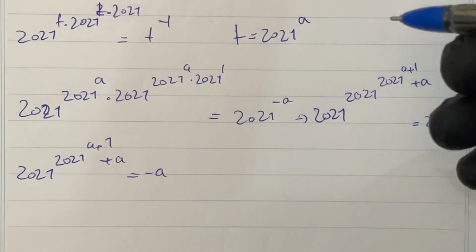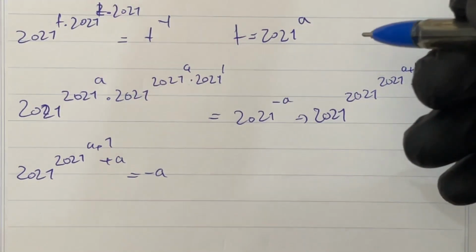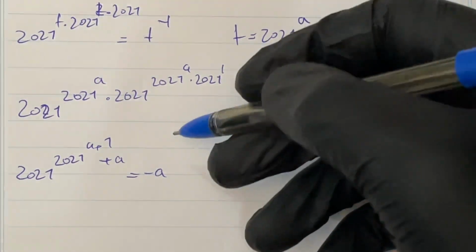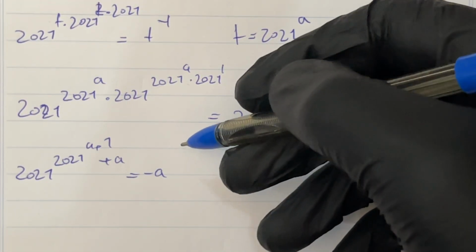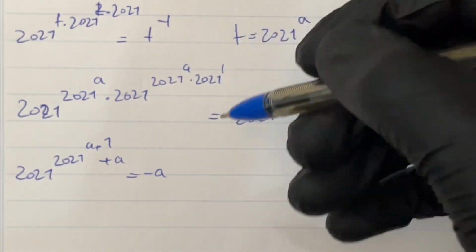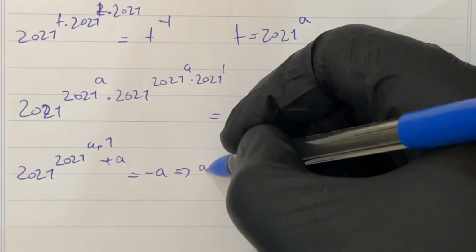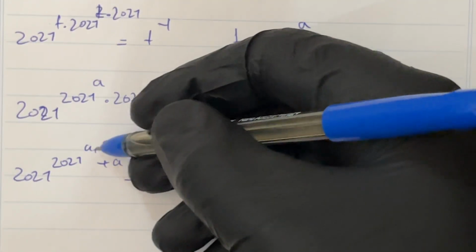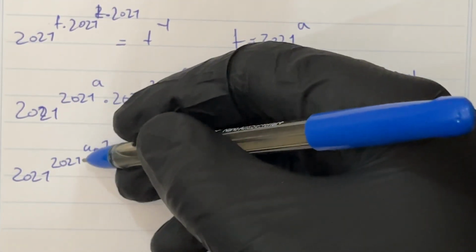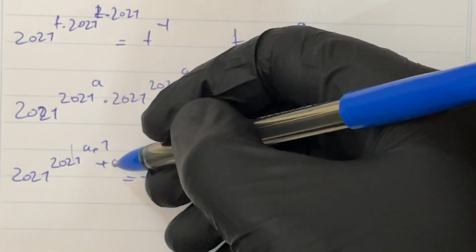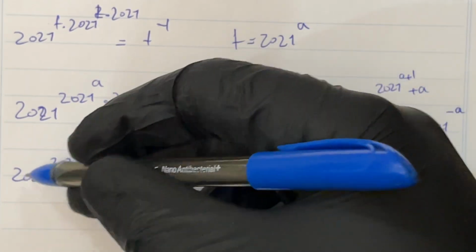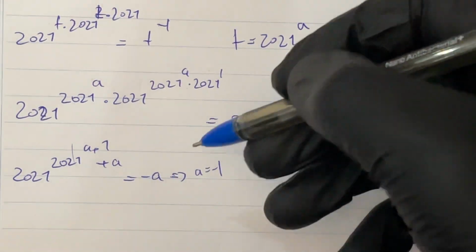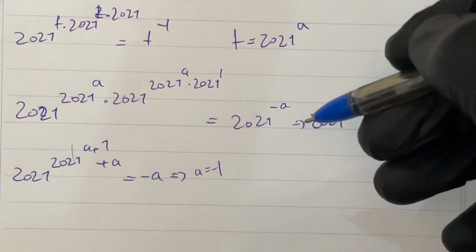And here, please pay attention. If you just look, you can easily say that one trivial answer is a equals -1. If you put this in, it is -1 plus 1, which is 0. 2021 to the power of 0 is 1, plus -1 is 0. So the left-hand side is 1, and the right-hand side, -a, is also 1, and so it's equivalent.